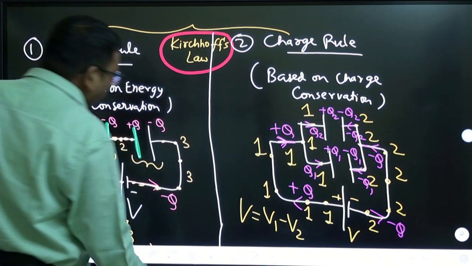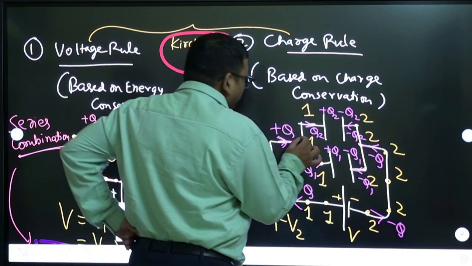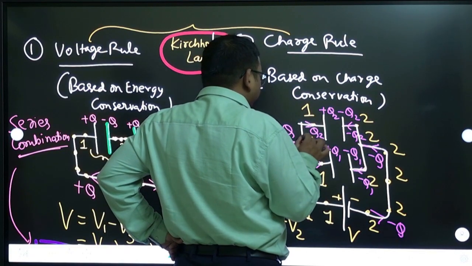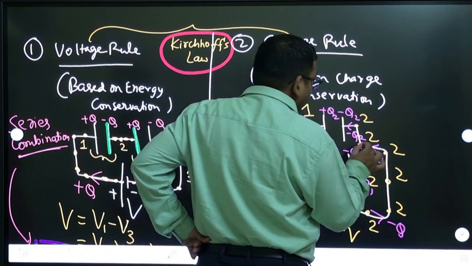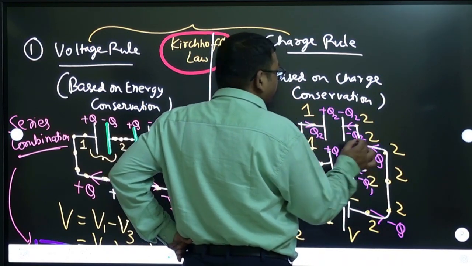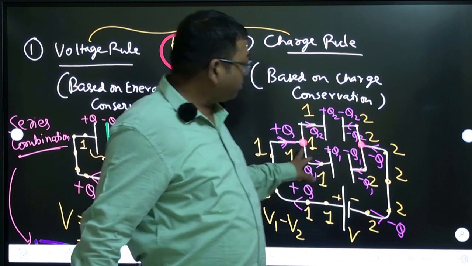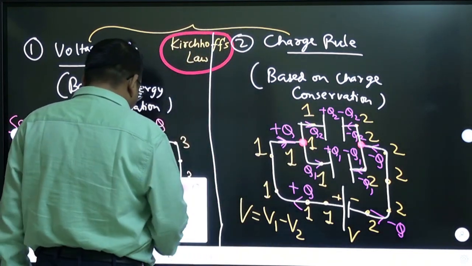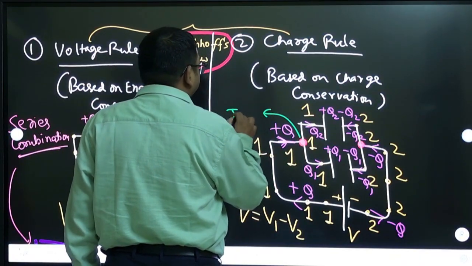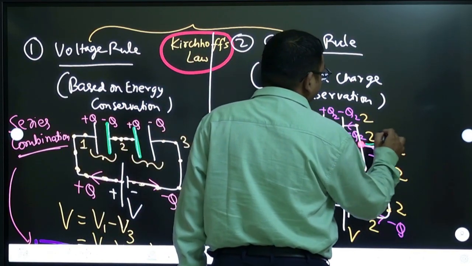Now what is the charge rule? The charge rule comes at the junction. Now you see, where is the charge dividing? Charge is dividing here, and here. Negative charge is dividing here, and positive charge is dividing here. So wherever charges get divided into different branches, that point is called a junction. So this is a junction, or you can say this is also a junction.